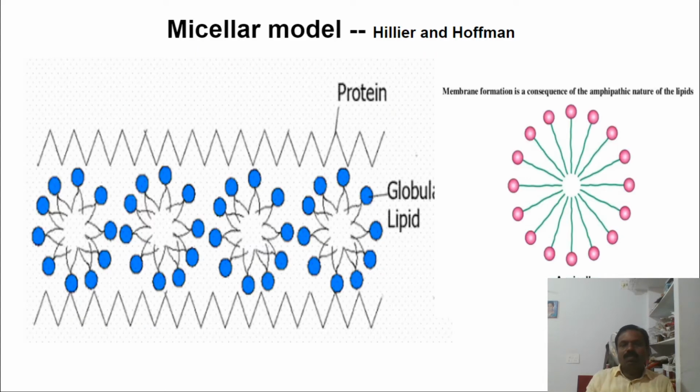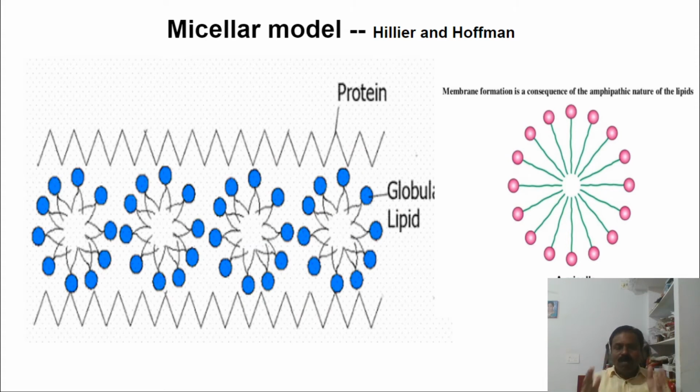Next is the micellar model. It is proposed by Hillier and Hoffman. According to this model, the plasma membrane is not a lamellar model. It is not formed with layers, whereas earlier models explained that the molecules are arranged in layers. But according to this model, the molecules are not arranged in the form of layers. So it is not the lamellar model.